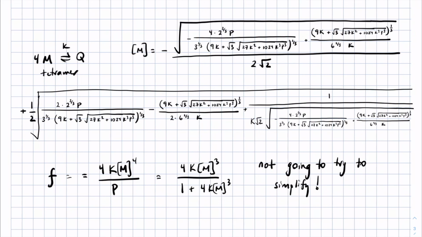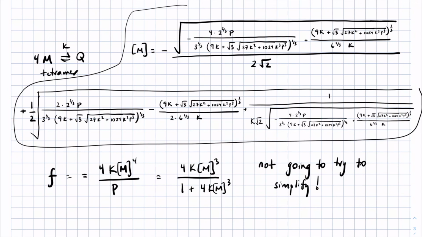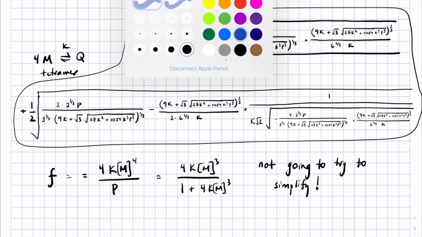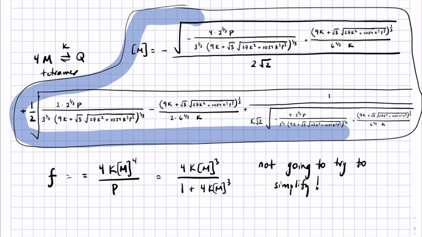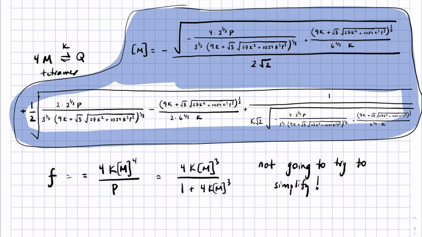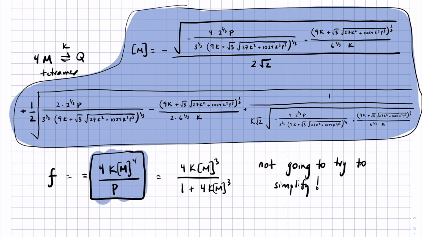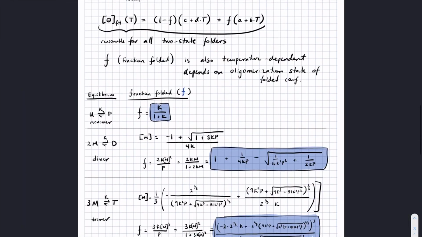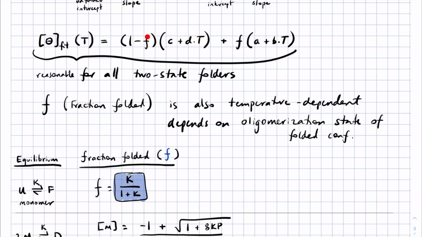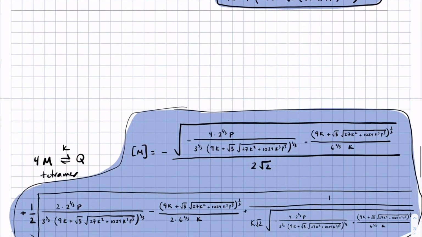What I've shown you up top here is an expression for the concentration of the monomer. But that's not quite fraction folded either. To get fraction folded, you would need to take this monomer concentration, take it to the 4th power, multiply by 4K, and divide by P. And you can simplify that if you wanted to. I don't recommend doing it by hand. Mathematica is really great. But you actually don't even need to simplify it, because if you define these two equations in Mathematica, it will do the math for you. Okay? So we've now got fraction folded defined for monomer, dimer, trimer, tetramer.